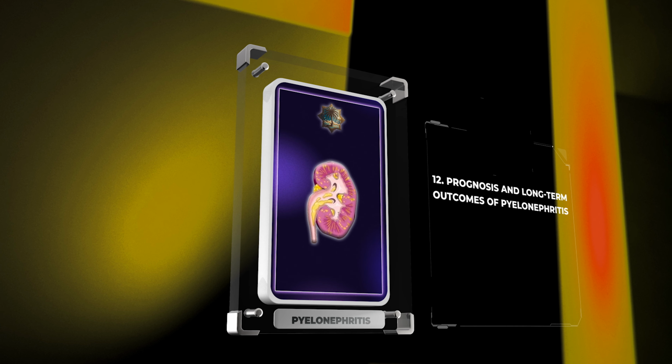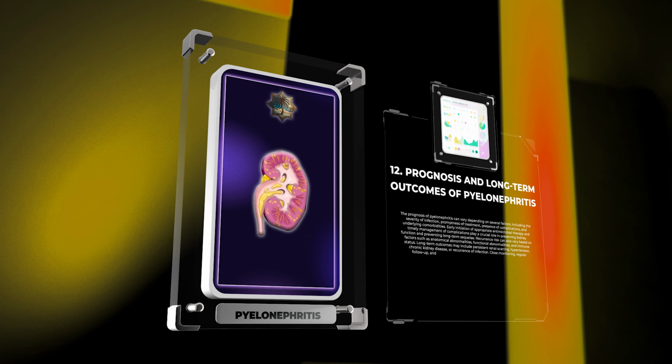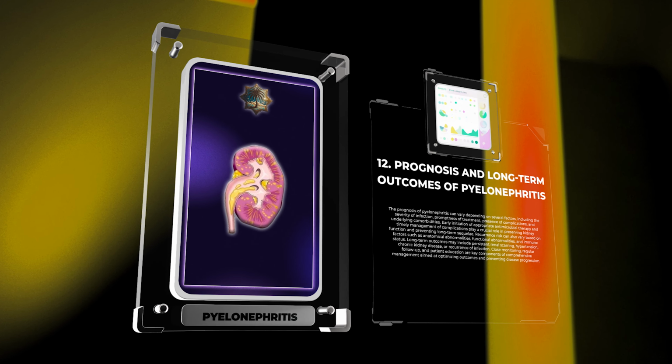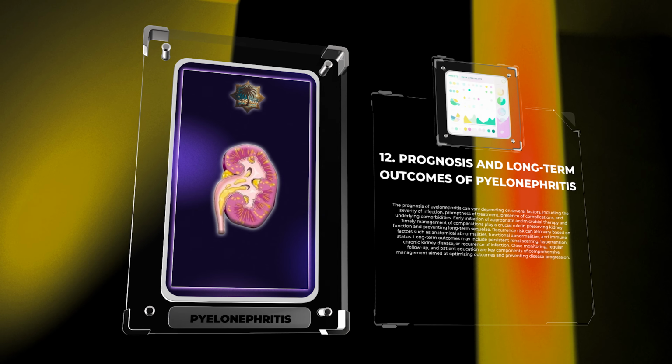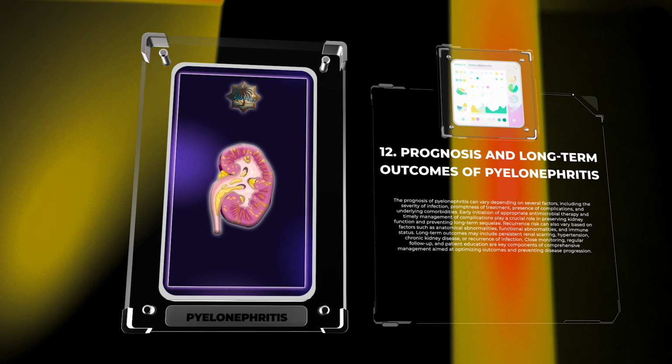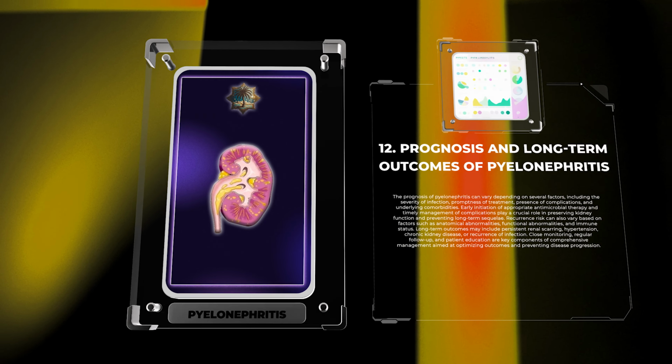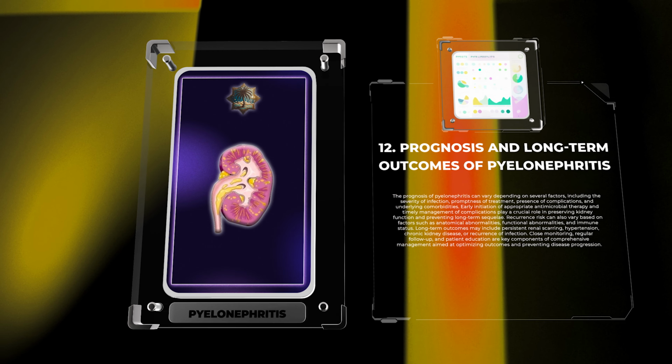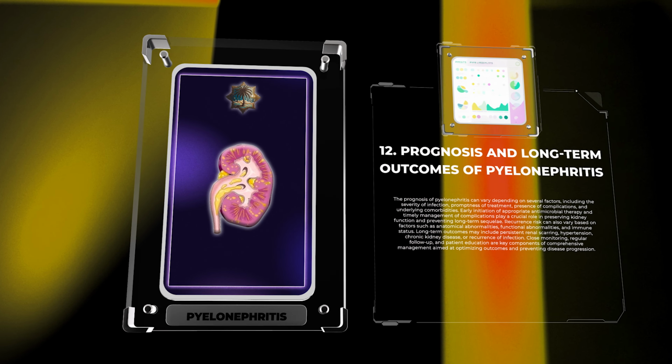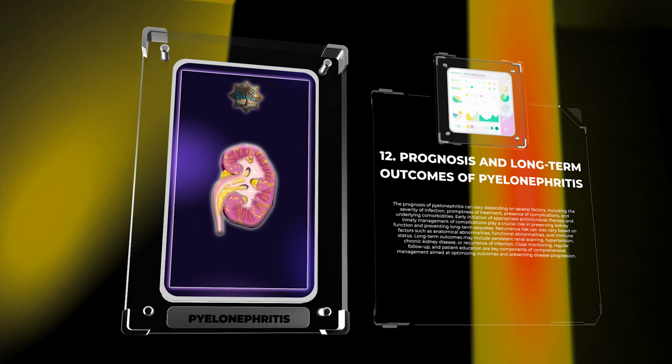The prognosis of pyelonephritis can vary depending on several factors, including the severity of infection, promptness of treatment, presence of complications, and underlying comorbidities. Early initiation of appropriate antimicrobial therapy and timely management of complications play a crucial role in preserving kidney function and preventing long-term sequelae.